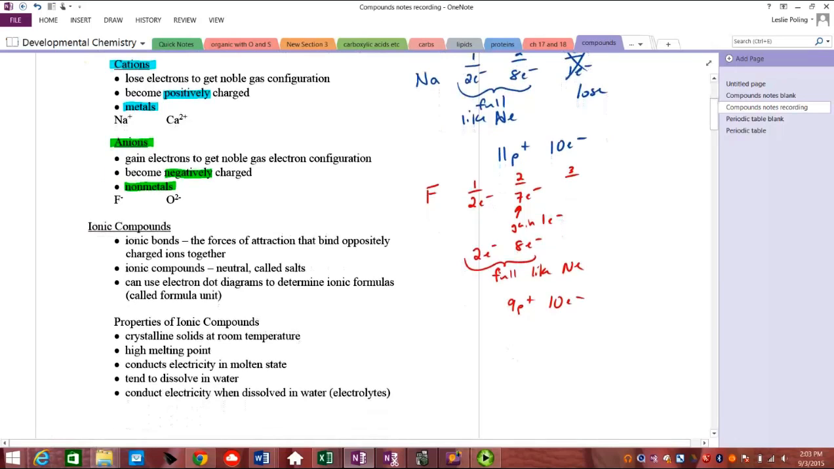Now, ionic compounds are neutral. The positive ions and the negative ions balance each other out. They're called salts. And we are going to neutralize the charge to figure out the formula. Some properties of ionic compounds: they're soluble in water, crystals at room temperature, and there's a list right there.